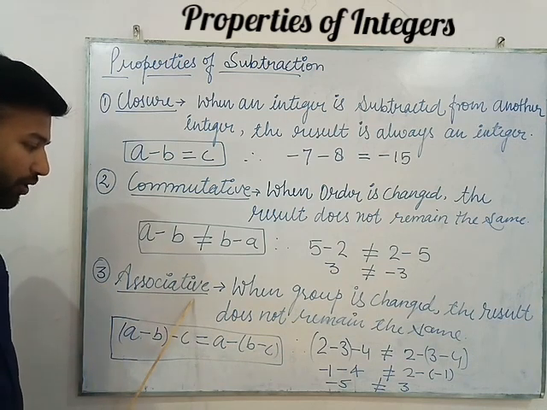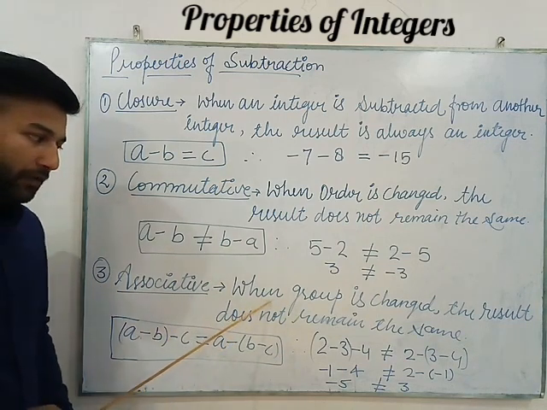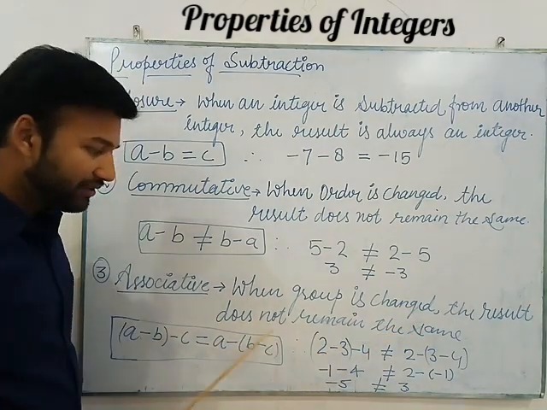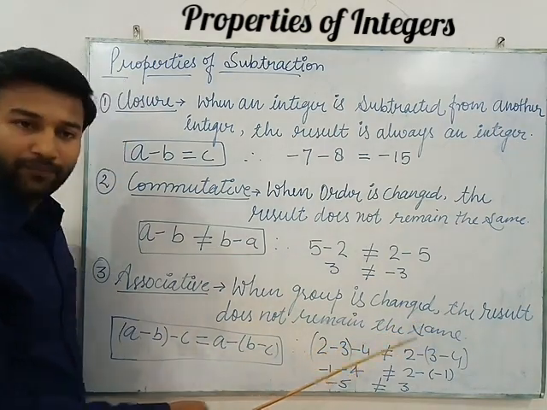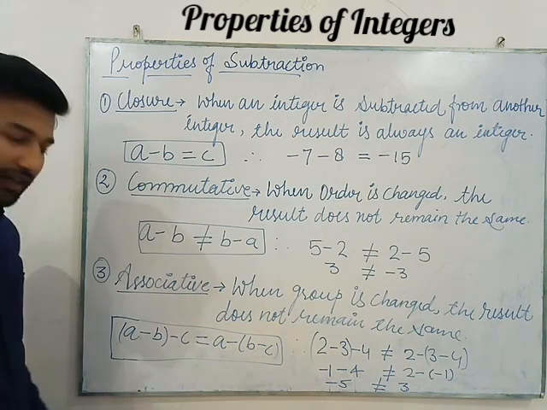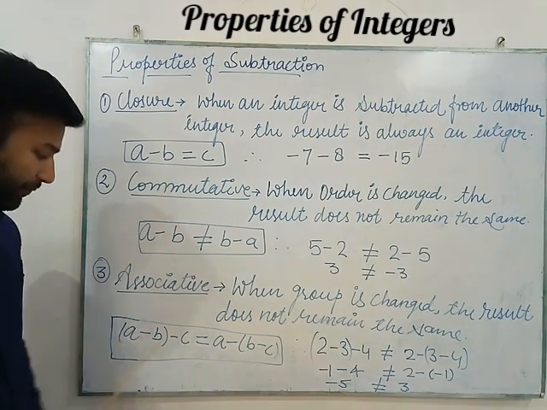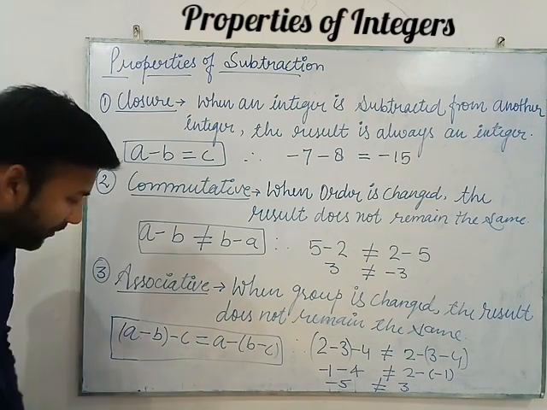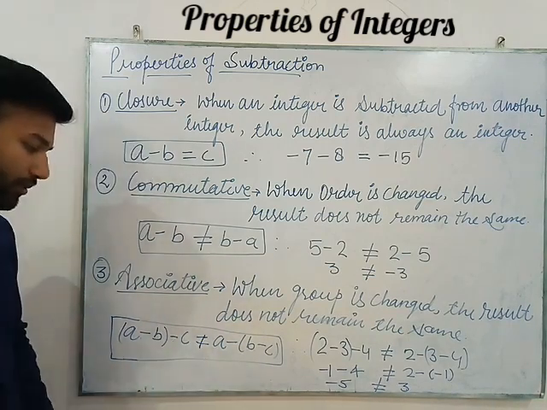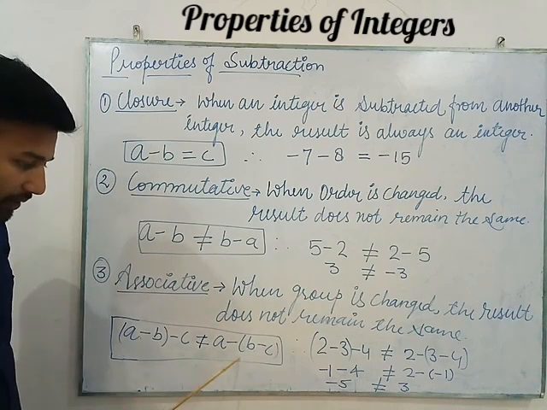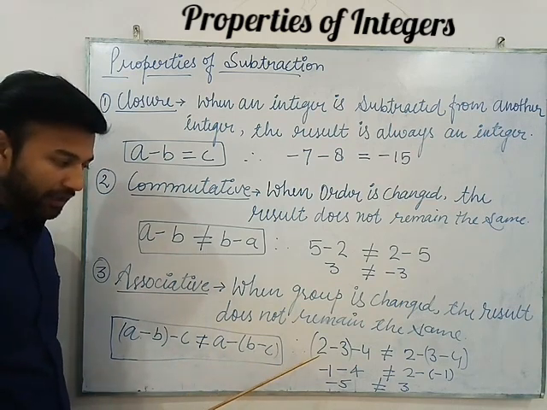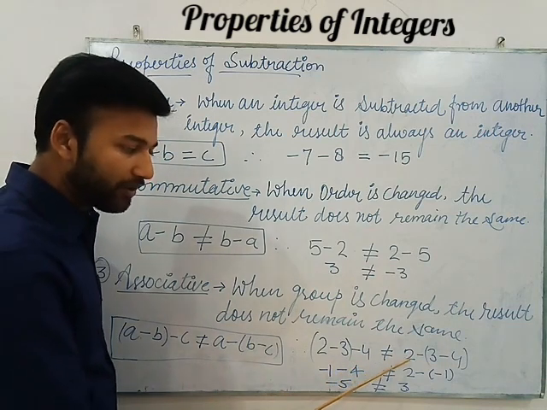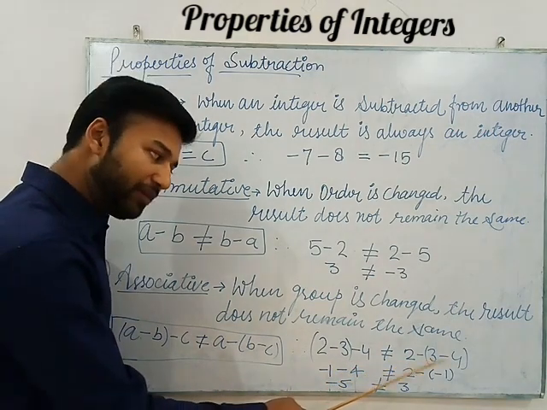Third, the associative property of subtraction. It means when we change the group, the result does not remain the same. (a minus b) minus c is not equal to a minus (b minus c). We can check with an example: (2 minus 3) minus 4 is not equal to 2 minus (3 minus 4).